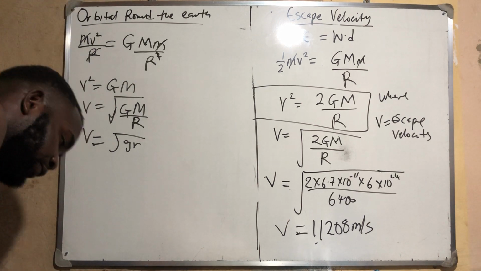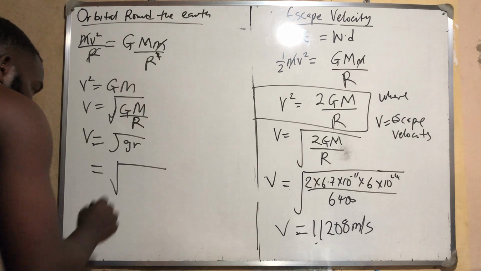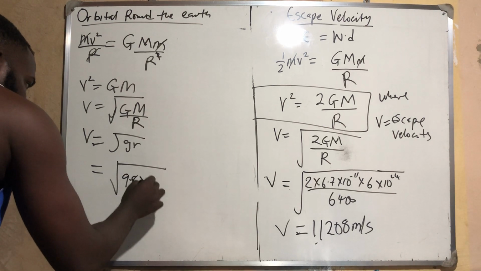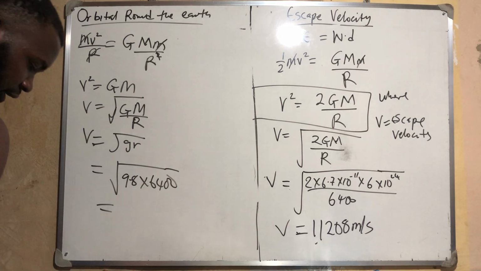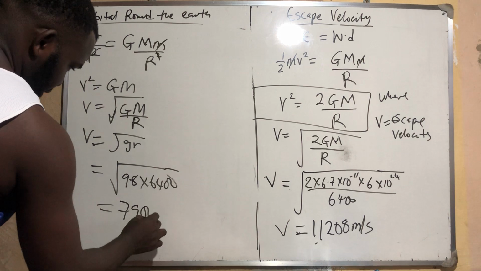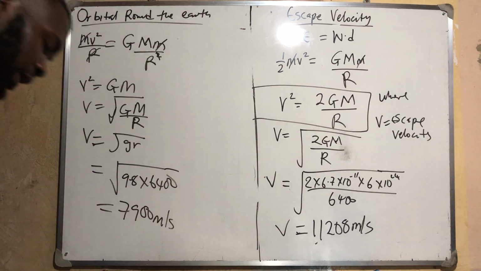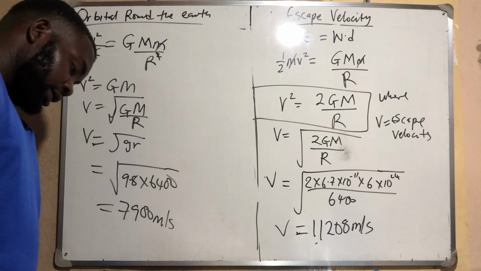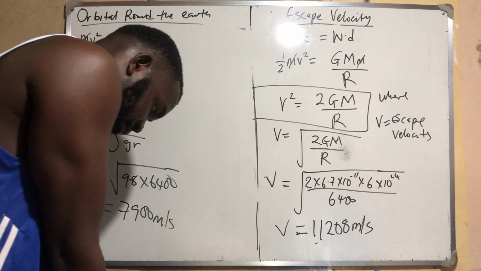So to calculate for the earth, I have that this is the square root of 9.8 times the radius of the earth, which is 6,400. If you get the square root of that, you'll be having 7,900 meters per second. Okay, so we are done with that. So let us now start calculation.